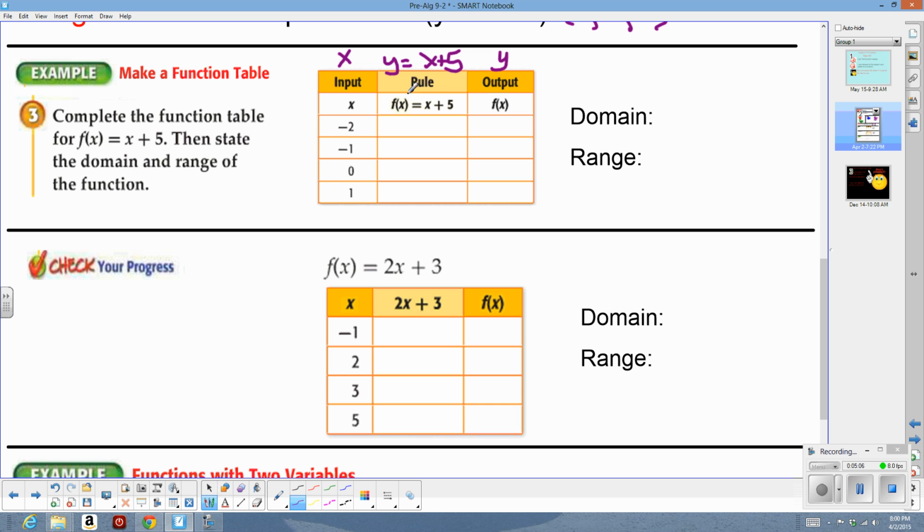So we're going to plug in -2 for x, -2 plus 5. -2 plus 5 is 3. Now we're going to plug in -1 for x, -1 plus 5. -1 plus 5 is 4. Plug in 0 for x. 0 plus 5 is 5. Now we're going to plug in 1 for x. 1 plus 5 is 6.